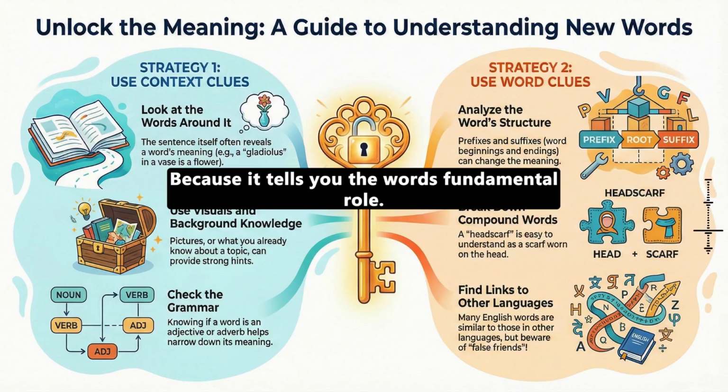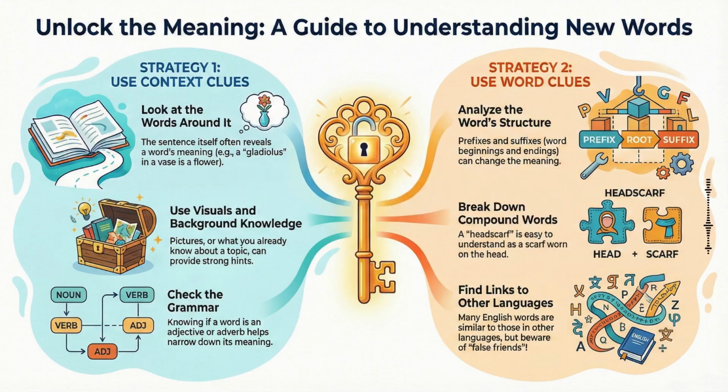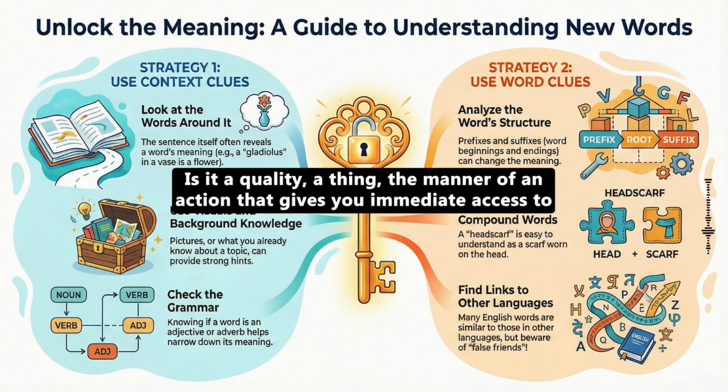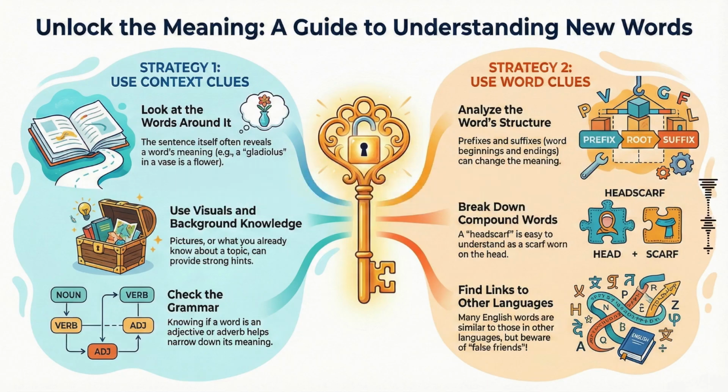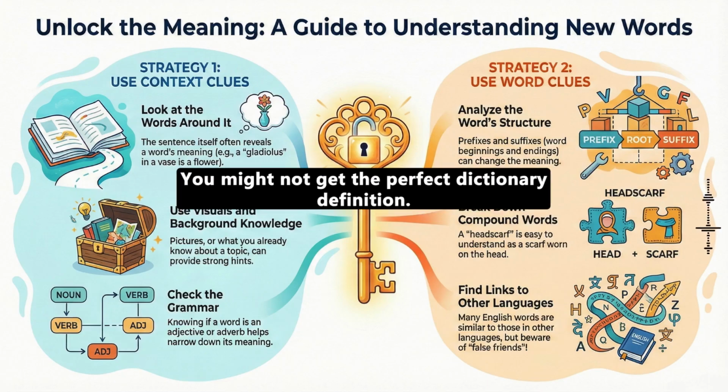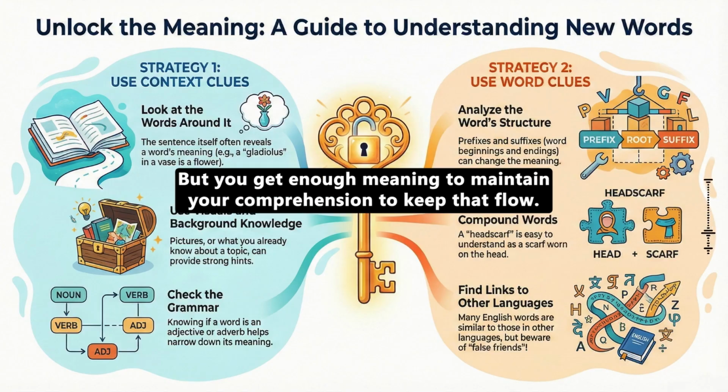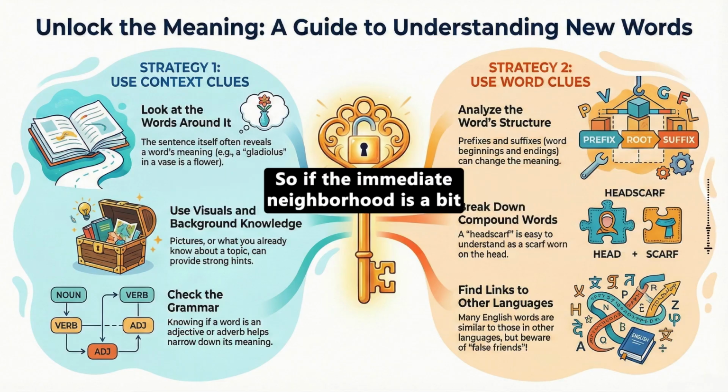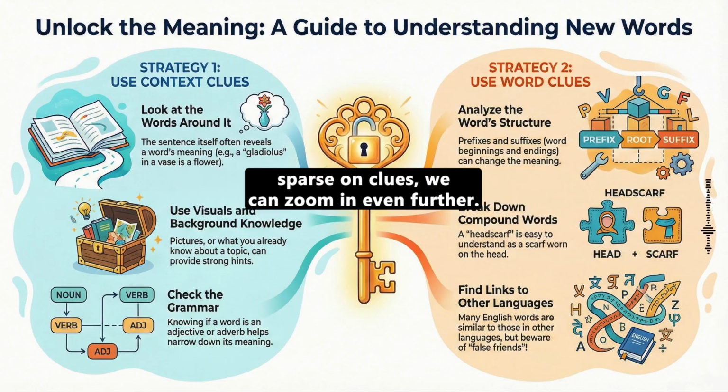It is, because it tells you the word's fundamental role. Is it a quality, a thing, the manner of an action? That gives you immediate access to its conceptual category. And that's what saves you in high-stakes reading. You might not get the perfect dictionary definition, but you get enough meaning to maintain your comprehension, to keep that flow. So if the immediate neighborhood is a bit sparse on clues, we can zoom in even further.